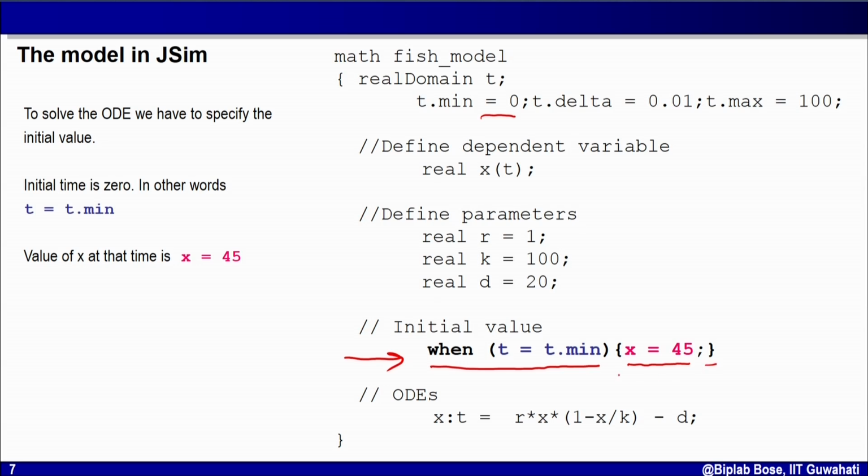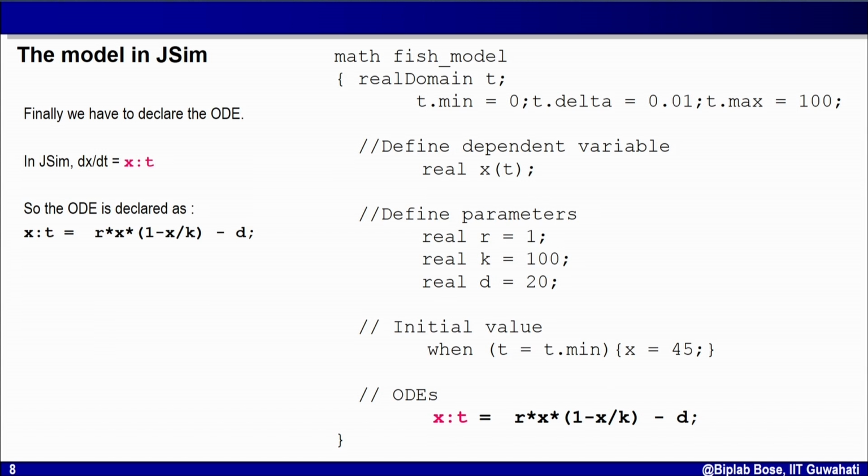Note that this value is within a curly bracket and I have a semicolon here. Don't miss these semicolons. So you have to define the initial value using this format: when t equal to tmin, curly bracket start, x, that is the dependent variable, is equal to some value, semicolon, close of curly bracket.